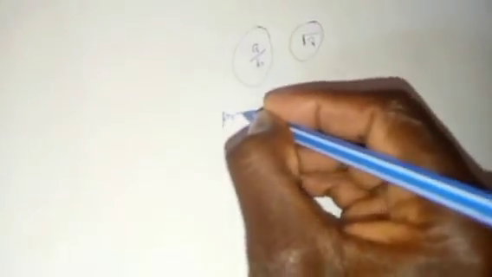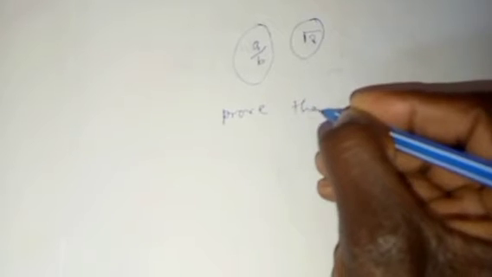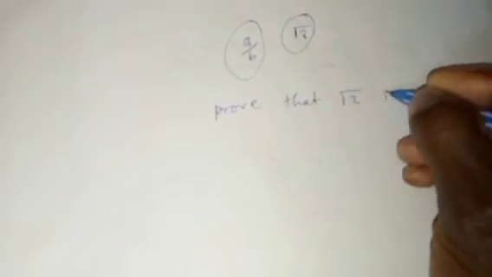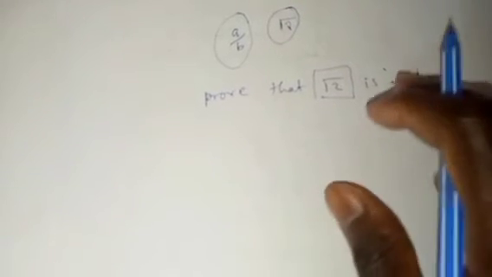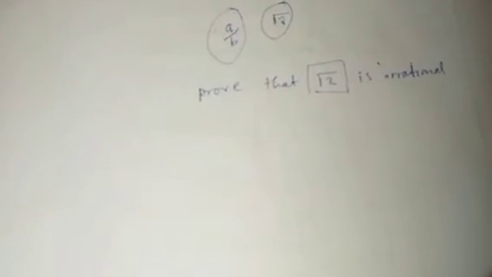Suppose they say prove that root of 2 is irrational. For you to prove that this one is irrational, first of all, you assume that it was rational. If it is going to give you certain numbers that are common, automatically it won't be irrational. So what are we supposed to do here? There is a simple method that we normally use for us to prove.